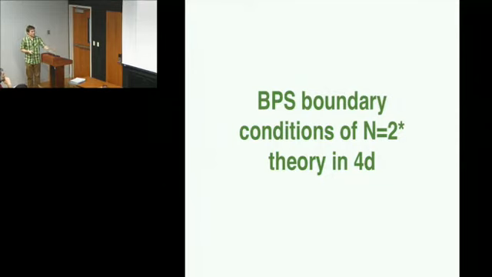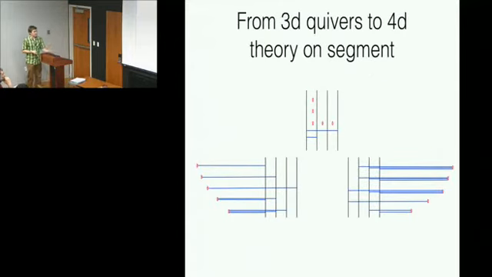Good. So any questions about the first part? I'm going to move to the boundary conditions. Right. So starting from this picture, we can do the following. We can move all D5 branes to the left and all the NS branes to the right, or vice versa. The pictures look different, but essentially this picture and this picture here are the same. So they describe the same theory.